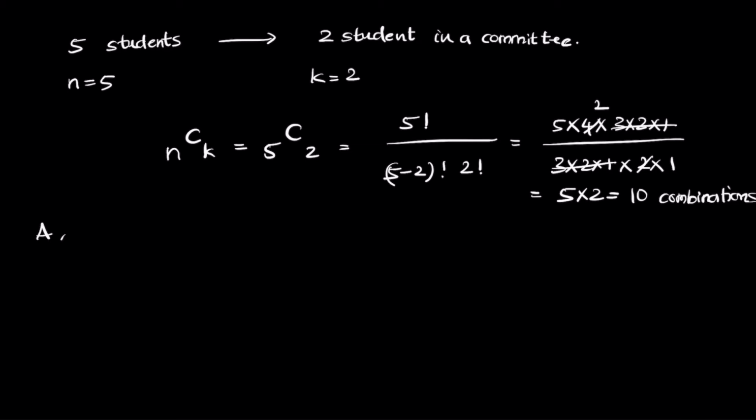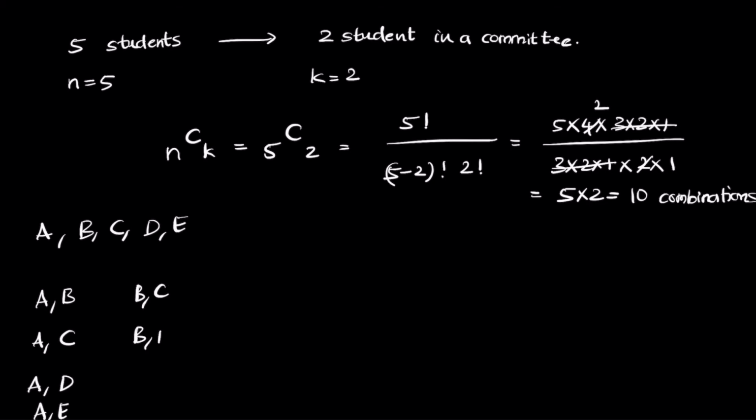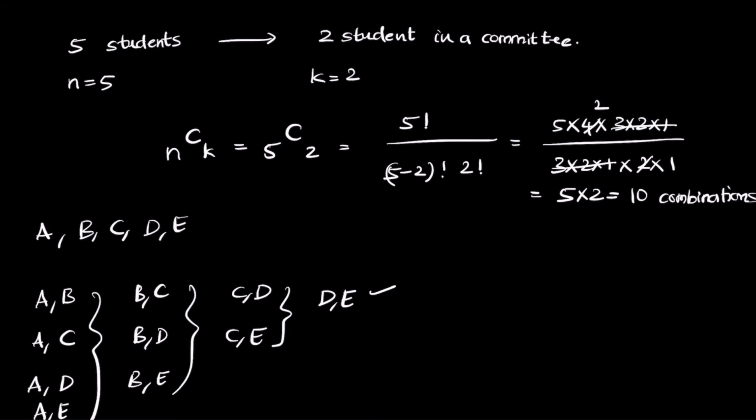Let's say I have students A, B, C, D and E. What are the two-member committees that I can make? A comma B, A comma C, A comma D and A comma E; B comma C, B comma D, B comma E; C comma D, C comma E; and D comma E. Notice that 4 plus 3 is 7, plus 2 is 9, plus 1 is 10. So there is a total of 10 combinations of students that you can make.